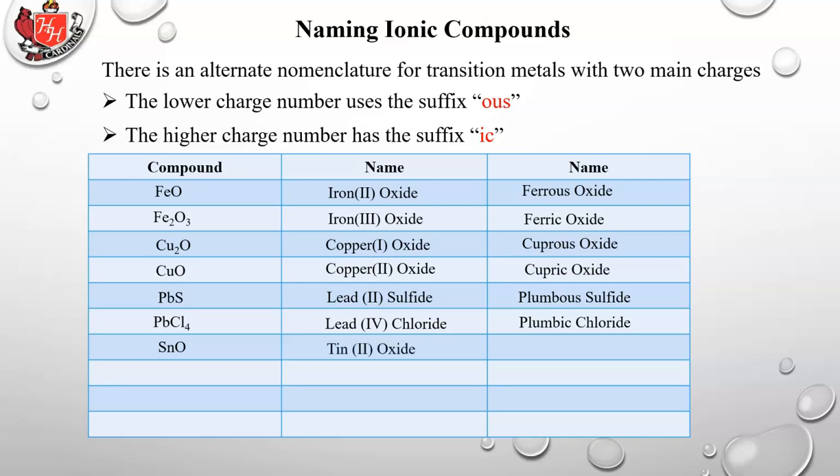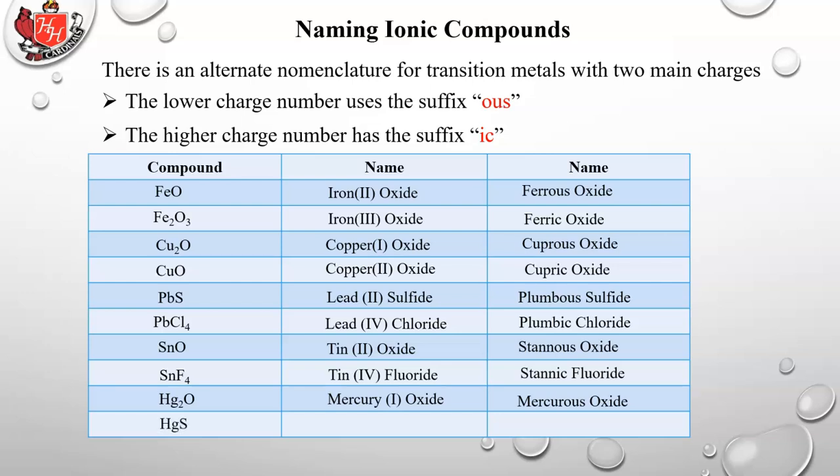SnO is tin oxide. So it's tin(II) oxide, the lower of the two tin charges. So that's stannous oxide. SnF4 is the higher of the tin charges, which is tin(IV). So that's going to be stannic fluoride. And one more, Hg2O, that's mercury(I) oxide. It's going to be mercurous oxide, and this one is mercury(II) sulfide. That's going to be mercuric sulfide.